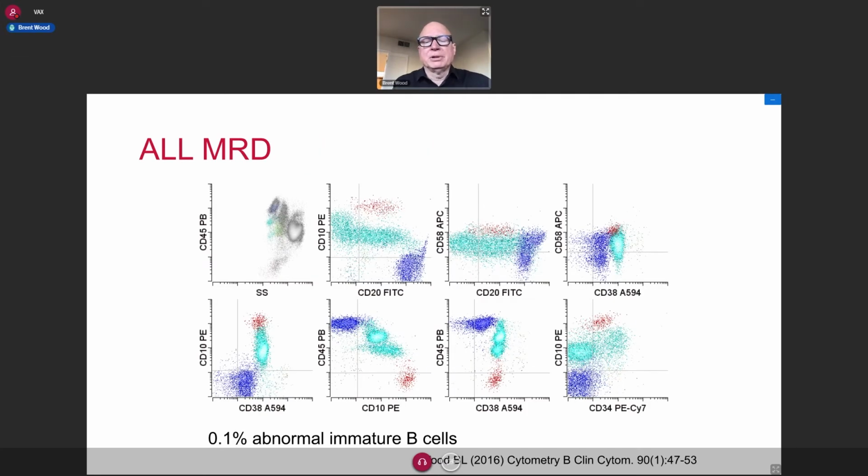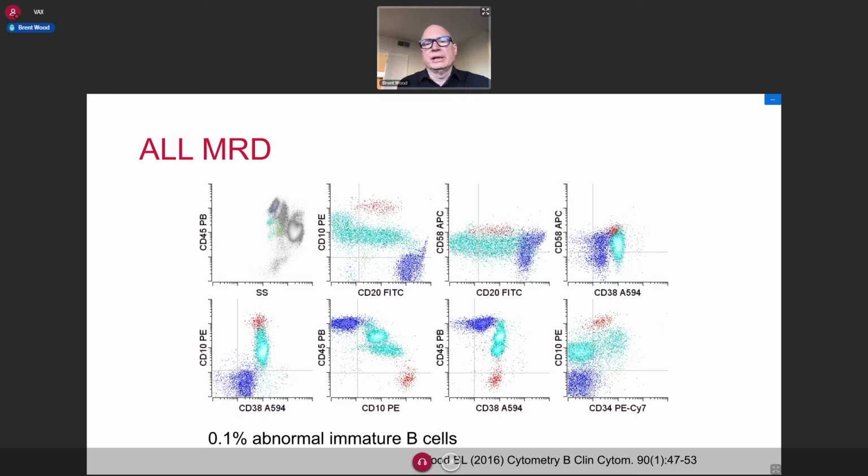So here's an example of such a panel of reagents that's been employed on this patient, who happens to be a medical student that developed B-ALL at our institution and was treated with bone marrow transplantation ultimately. This is the bone marrow post-bone marrow transplant sample. So we're looking at CD19 positive B cells.